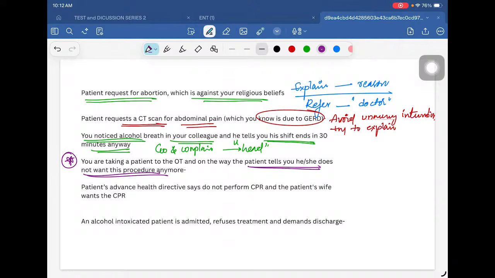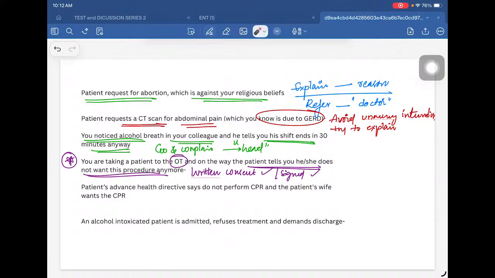If you're taking a patient to the OT, that means they might have already provided a written consent, where the patient signed saying that they are okay with the procedure. Now just before you go to the OT, the patient tells you that they don't want this procedure. What should you do? Should you proceed with the surgery or should you stop it?